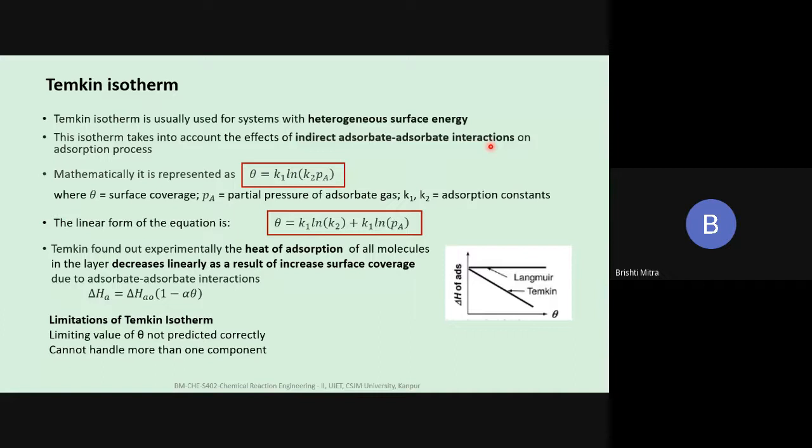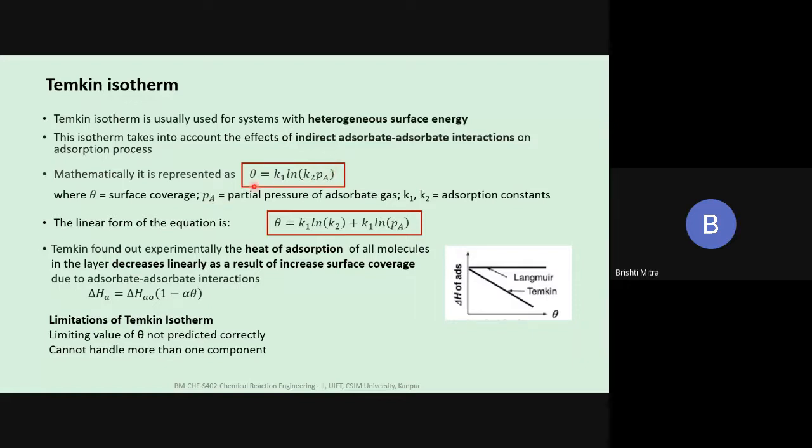But in reality, think about it. There is an electron cloud over each of these species. Obviously, there's going to be some interaction. And this Temkin isotherm essentially considers that. Mathematically, Temkin gave this expression for a relationship between surface coverage and partial pressure.